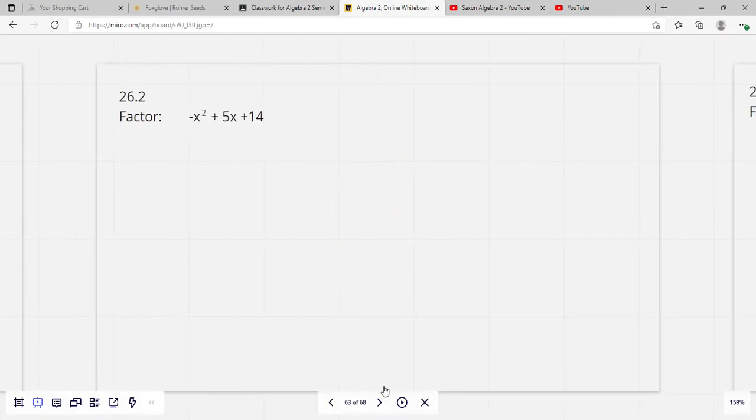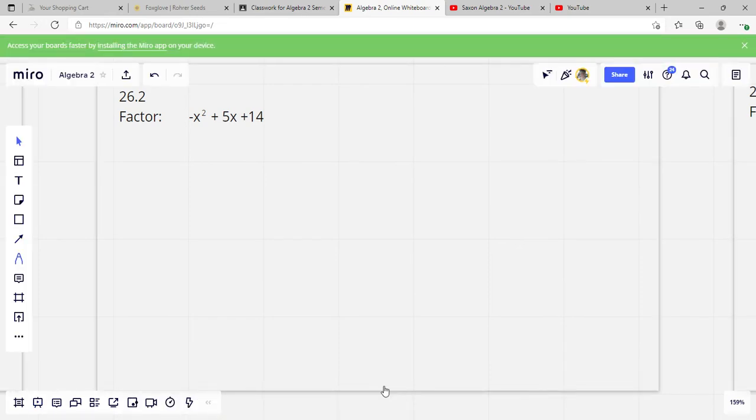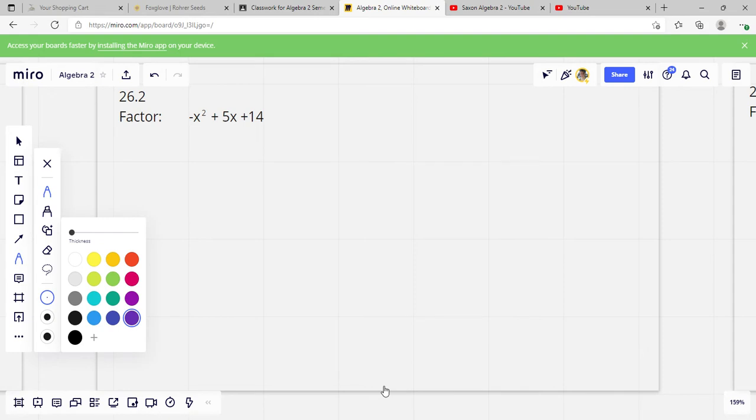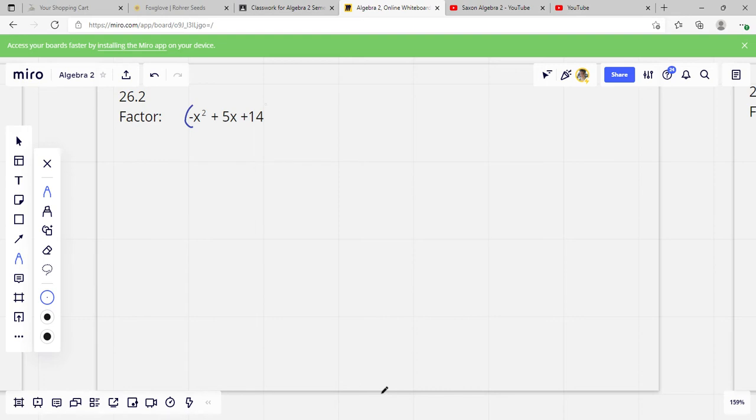All right, let's try another one. That one is in the right order, which is good. But we have a negative on our x term. So what I'm going to do is take that negative out. To do that, I'm going to multiply this whole thing times negative 1, right?